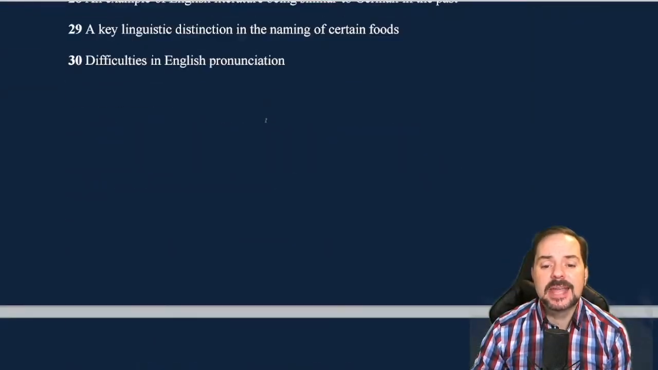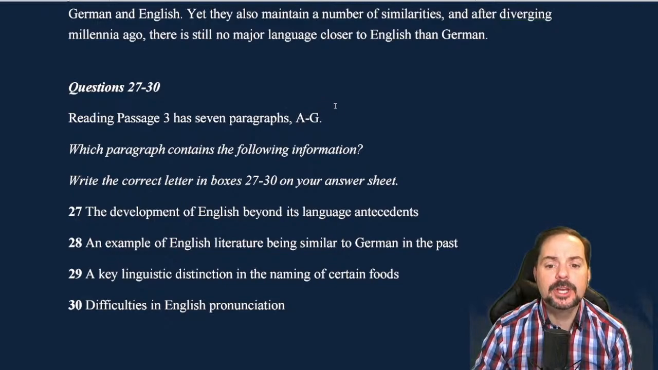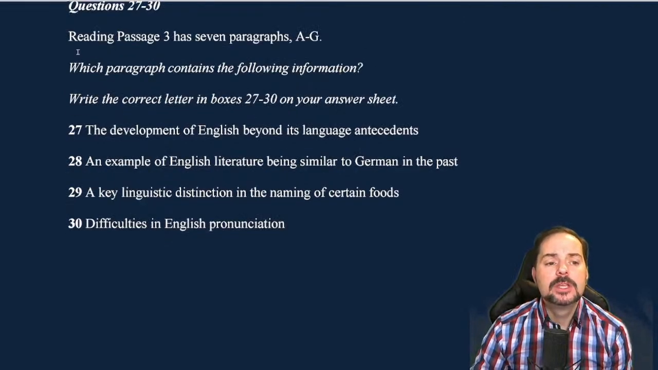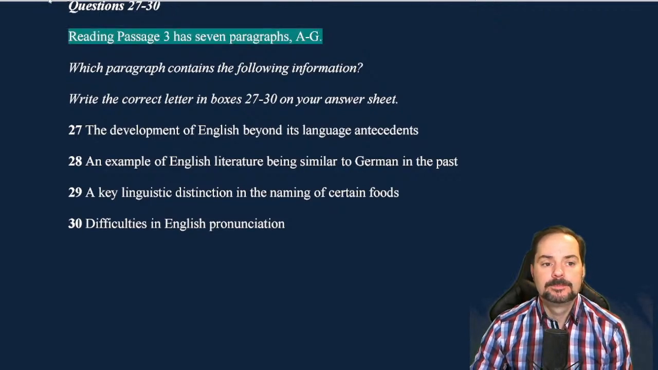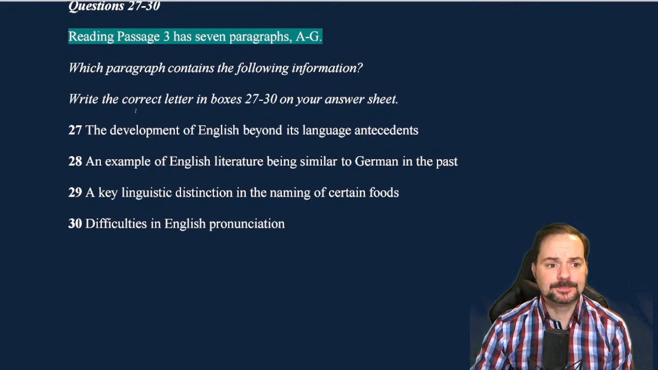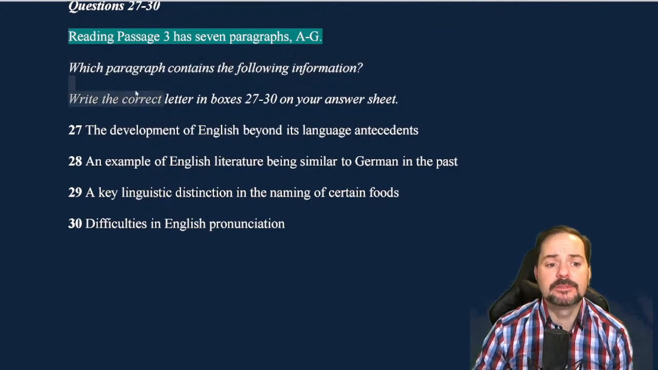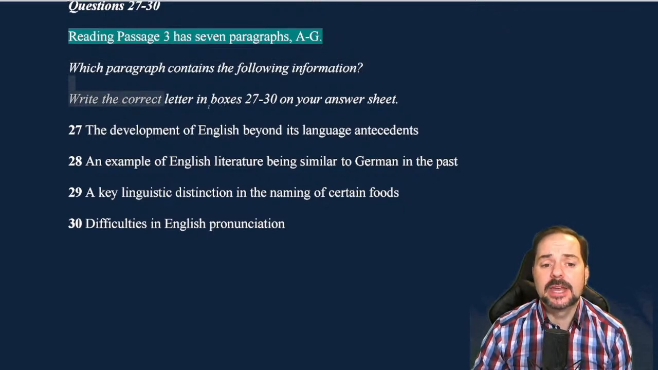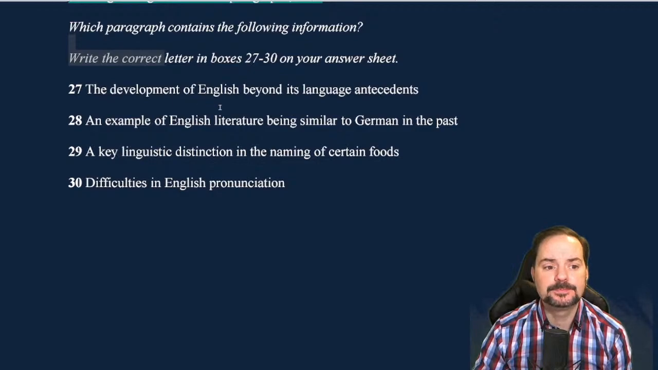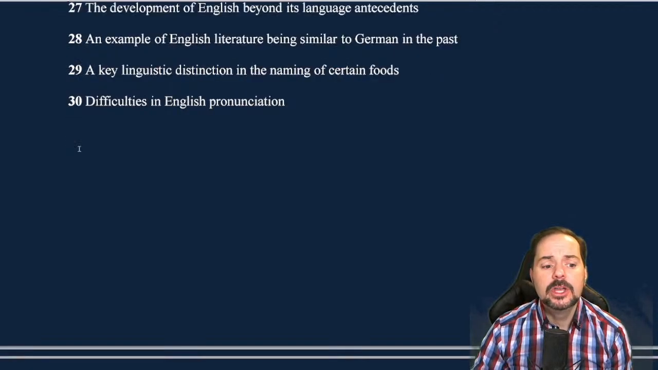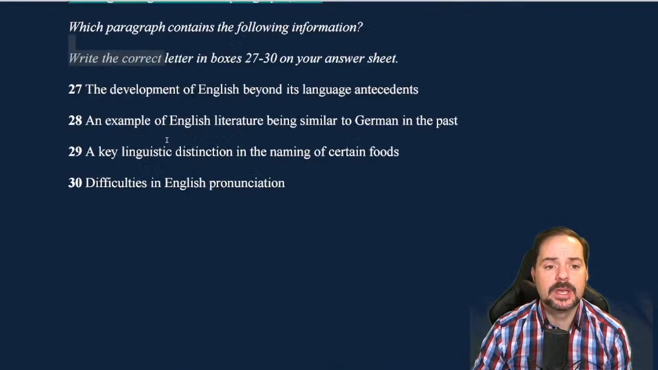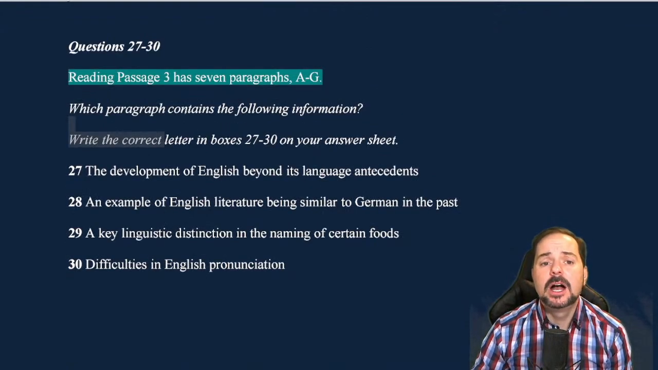So that's our next step. Here we go. Okay, so reading passage 3 has 7 paragraphs, A to G. Which paragraph contains the following information? Write the correct letter in boxes 27 to 30 on your answer sheet. Okay, so here we have 27 to 30. Okay, matching some paragraphs. Let's do this.